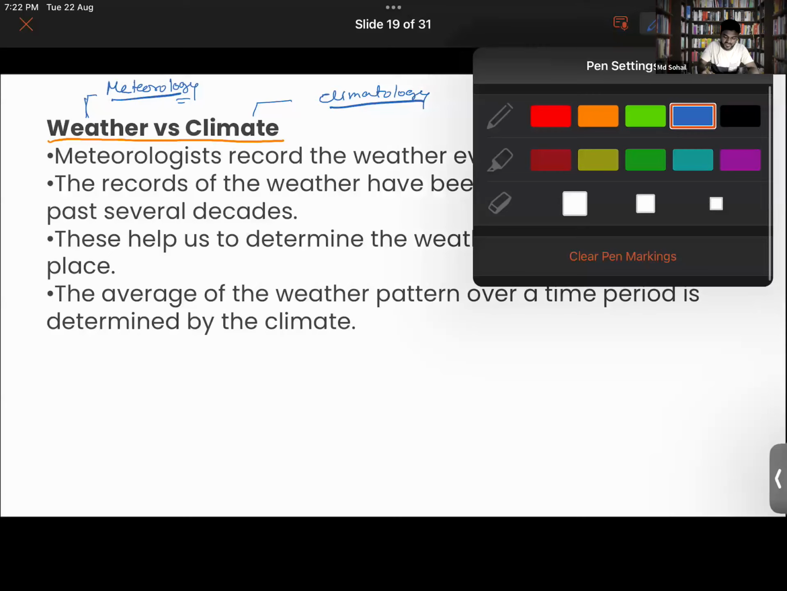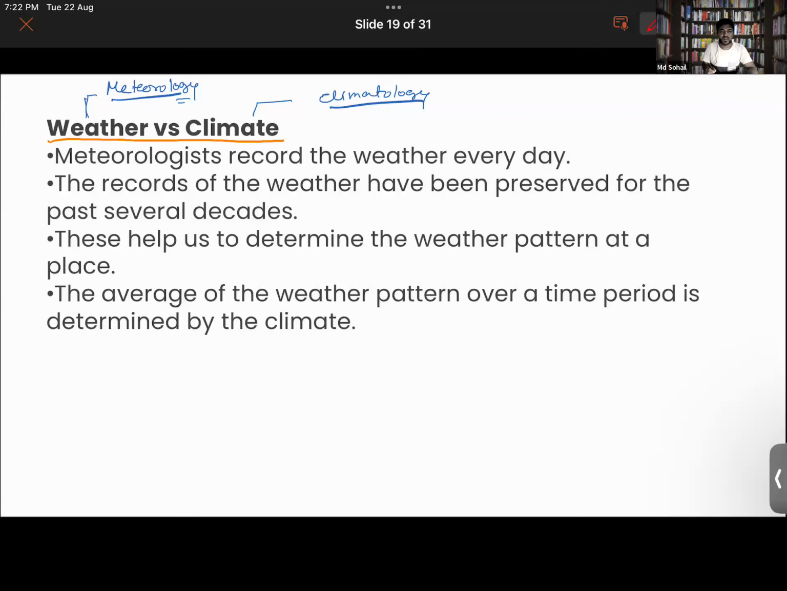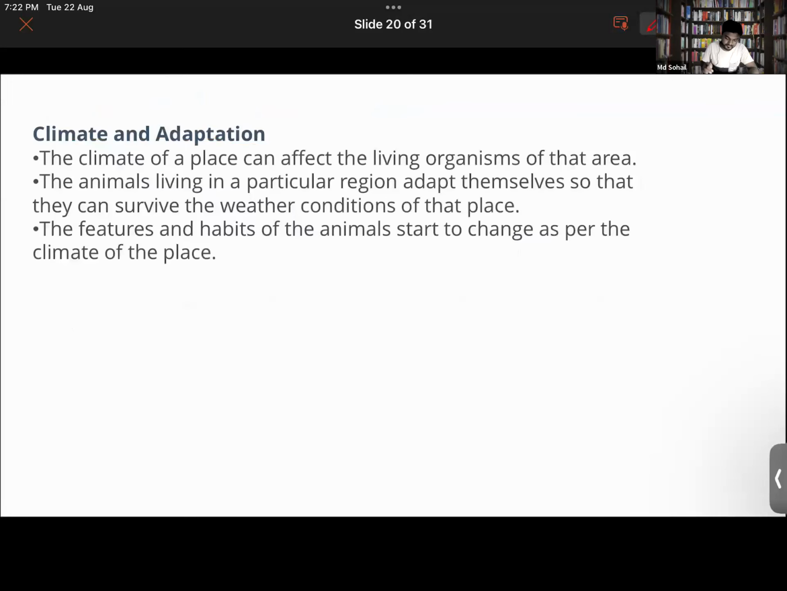And you see, for the past several decades, the weather and climate data have been preserved. Getting it now? So it basically helps us to study the earlier patterns of weather and climate, and it may also help us to predict the upcoming weather and climate patterns as well. Getting it? Okay, sir. Yes, sir.